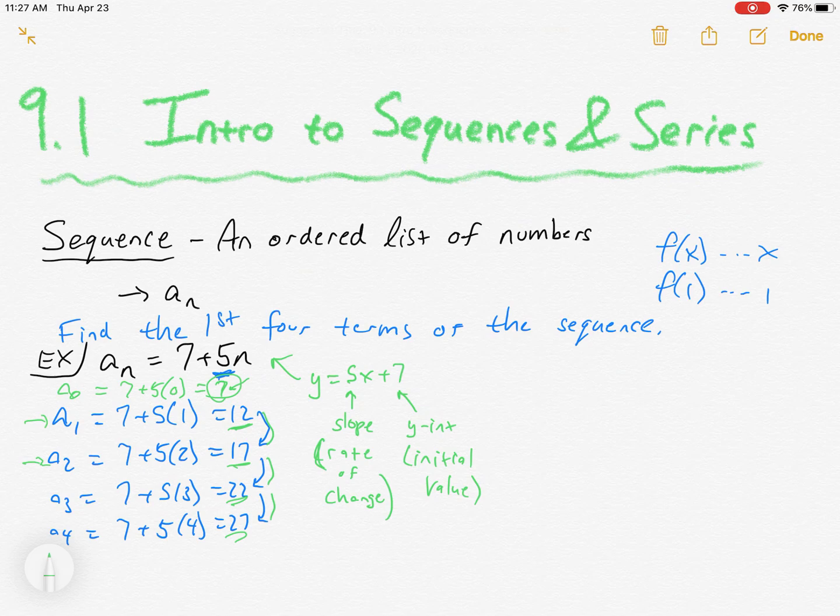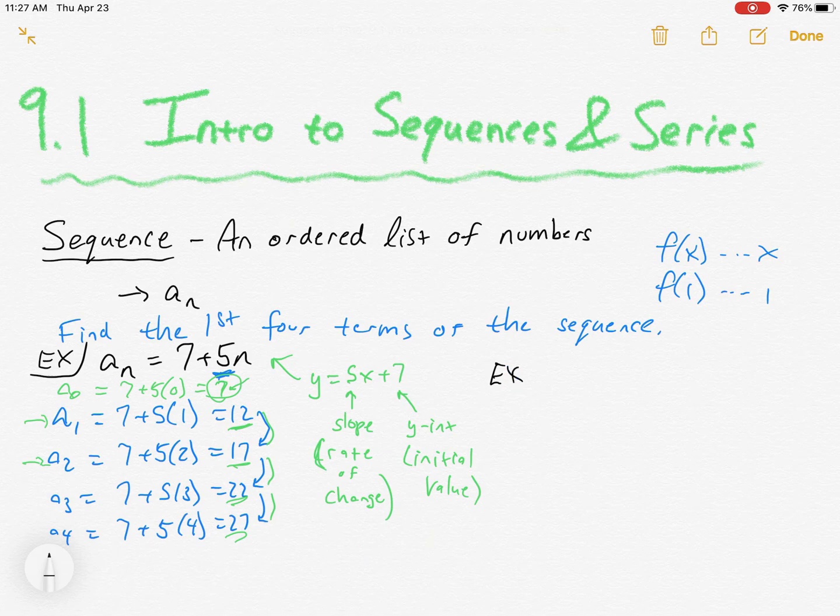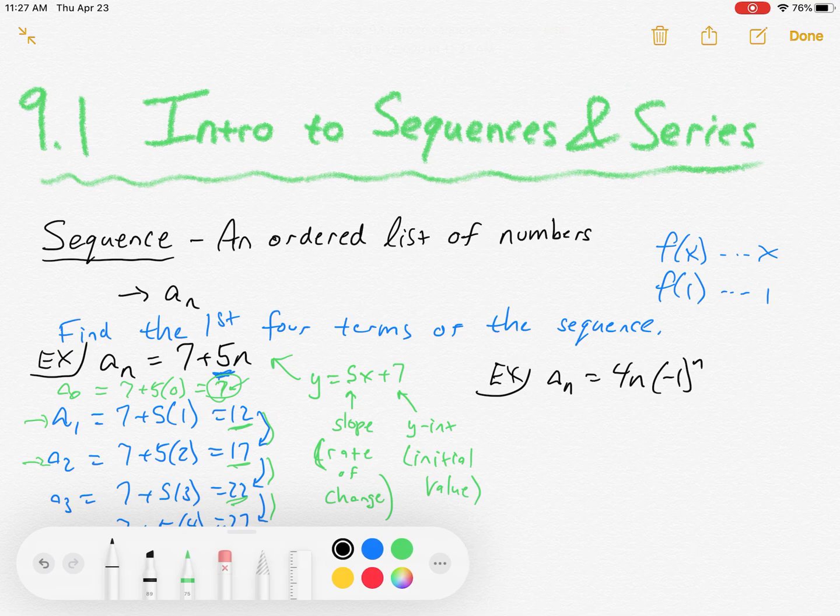Because you might say the first term in this sequence is 7, but the first term is when you plug in 0. The second term is when you plug in 1. So that's going to be a bit confusing. And in a problem like this, when they say first 4, they're going to want you to start with A1, but we'll discuss that more as we go.